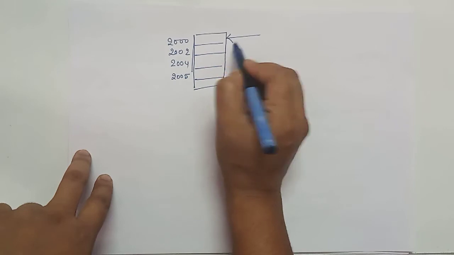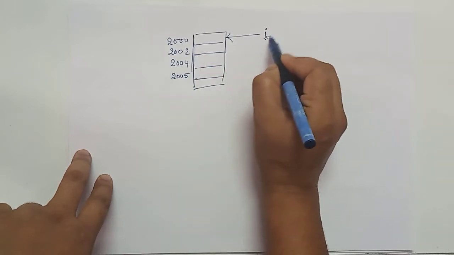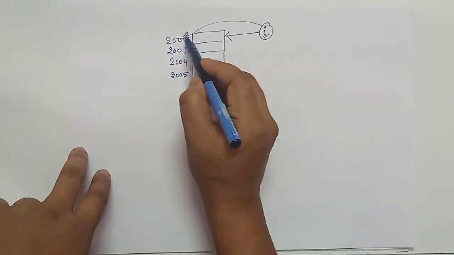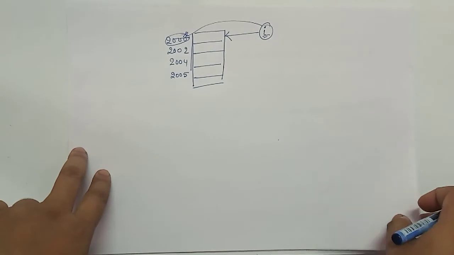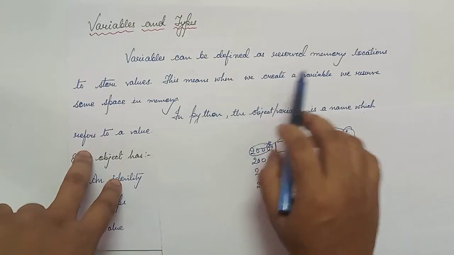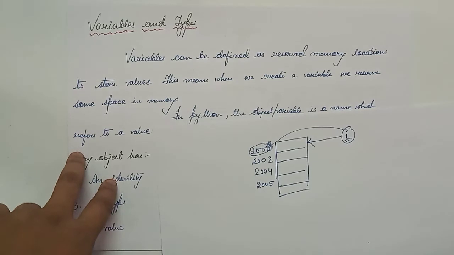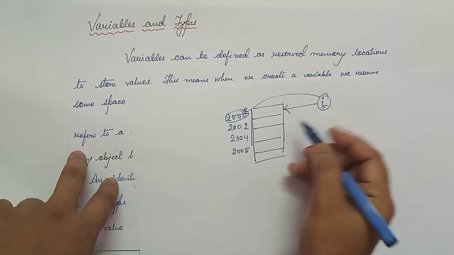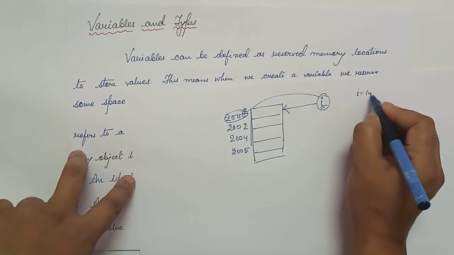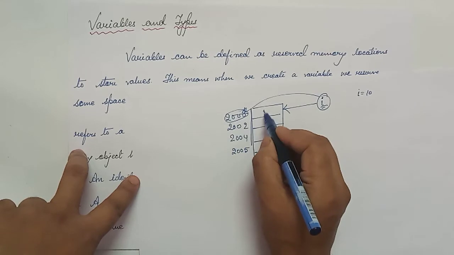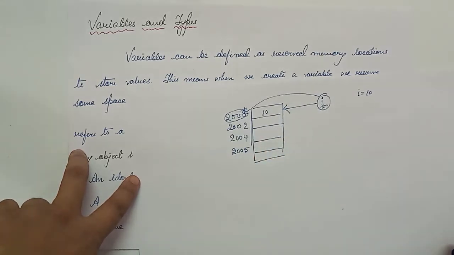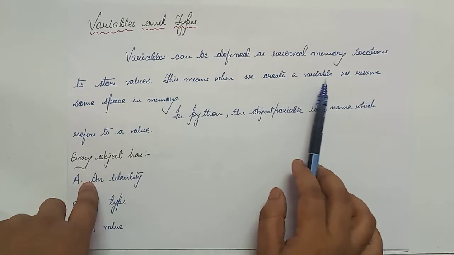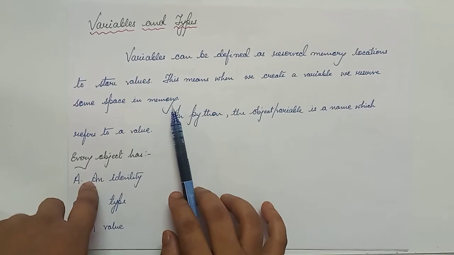Let's say we have declared a variable called I. The I is referring to the memory address, that is 2000. So variables can be defined as named reserved memory locations, and we can store some value over here. So let's say if I write I = 10, then in this particular memory address 10 will be stored. This means that when we create a variable, we reserve some space in memory.